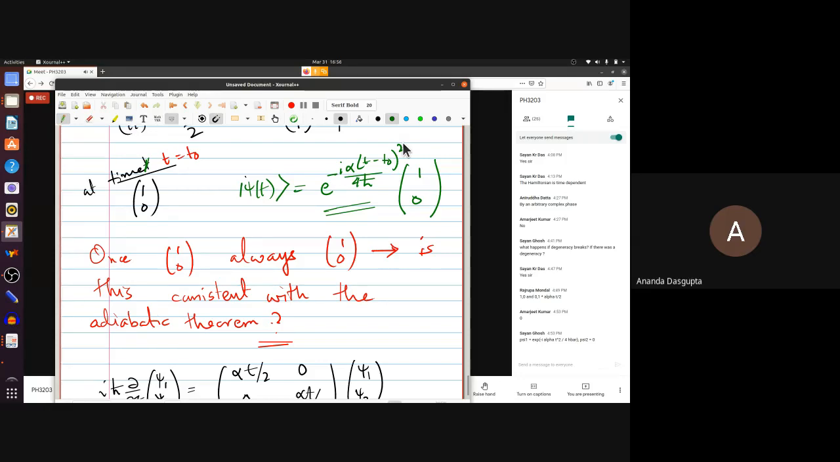So the question I have for you is: is this consistent with what the Adiabatic Theorem says? The Adiabatic Theorem is exactly what I told you a while ago. If the Hamiltonian changes sufficiently slowly, then if you are in the ith instantaneous energy eigenstate at time t0, you will stay very, very close to the ith instantaneous energy eigenstate at time t.